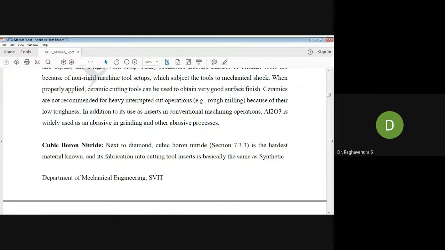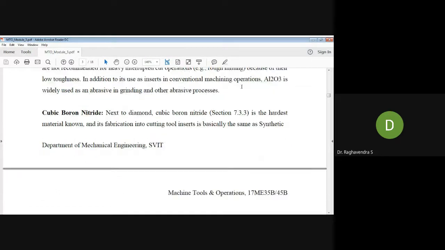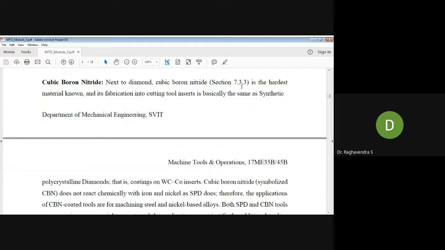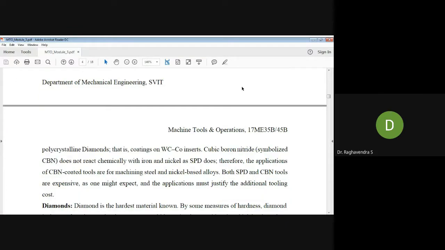So next, cubic boron nitride. Next to diamond, cubic boron nitride is the hardest material known. The first hardest material is diamond. The second hardest material is cubic boron nitride. What is cubic boron nitride? It is a material with cubic boron nitride plus a little bit of tungsten added to it.